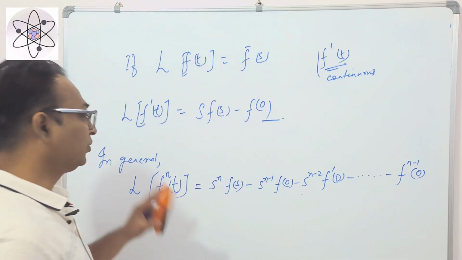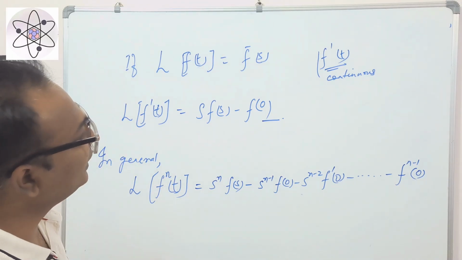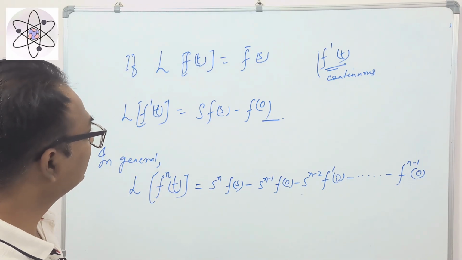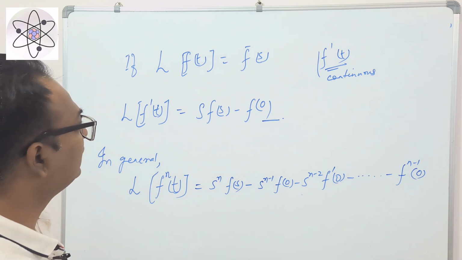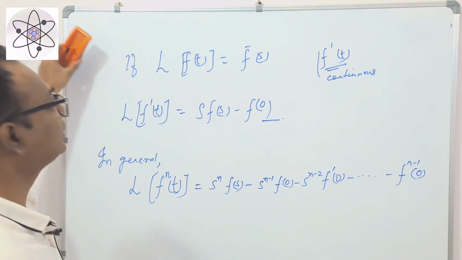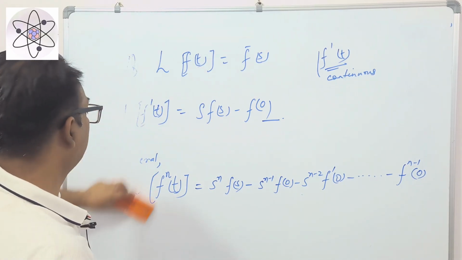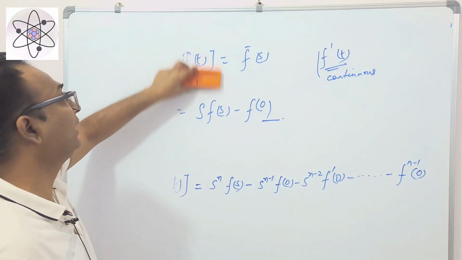So this is the general formula. This is how we treat derivatives. If we have a derivative, we take the transformation like this. So this is the Laplace transform of derivatives. Now let's see the Laplace transform of an integral.